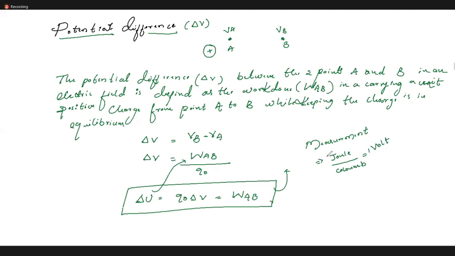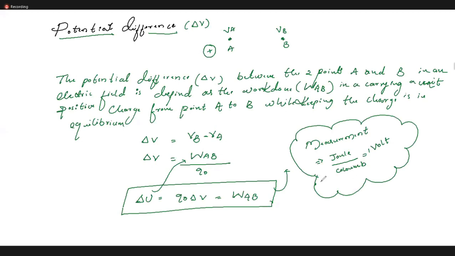Okay, please remember this. So 1 volt is equal to 1 joule per coulomb. So how are you going to measure the potential difference in terms of volt? If you want to define 1 volt, how are you going to define it?